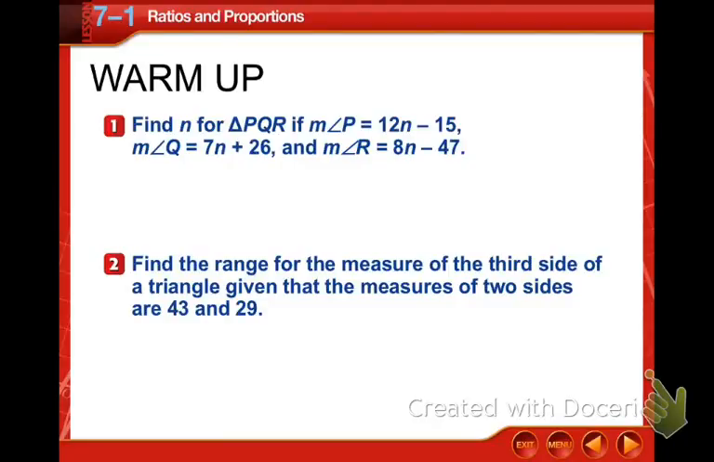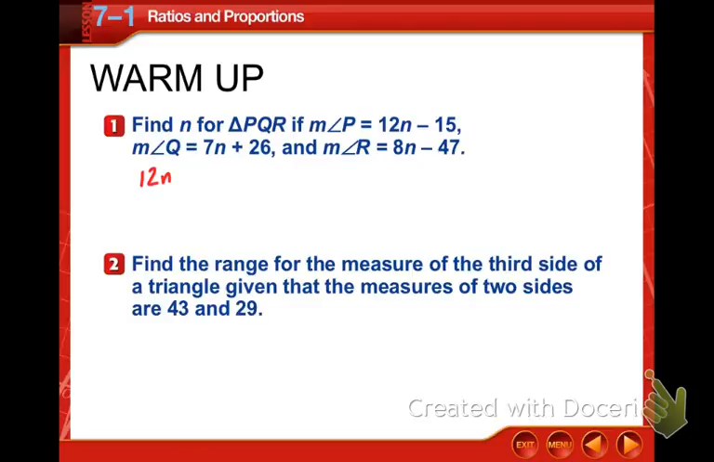Alright, so today's notes are all about ratios and proportions. A little bit of a refresher from middle school, hopefully. So for our warm-up, first we need to find n for triangle PQR if the measures of all the angles are these expressions. And since we know the measure of all the angles of a triangle add to be 180, let's add them up and set them equal to 180.